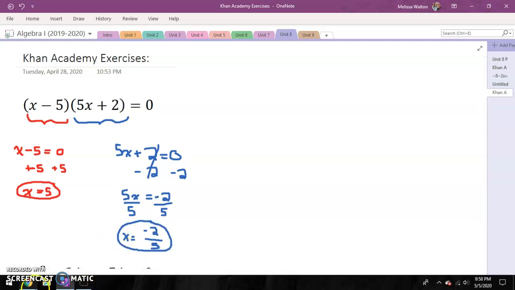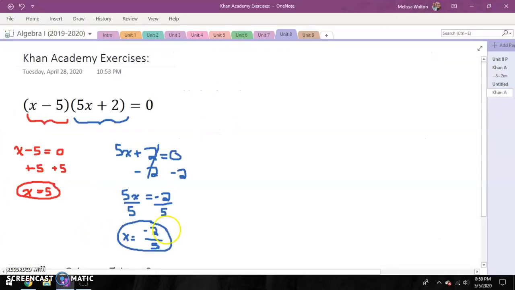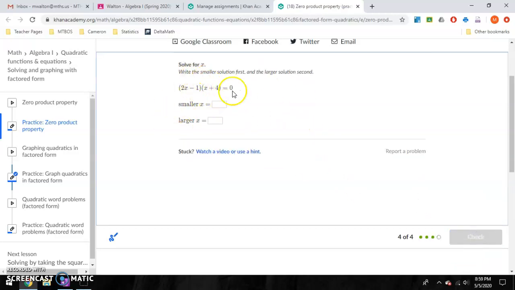Now, Khan Academy is a little picky on these. You do have to write the smaller one first. So my smaller one was my negative 2/5. And then finally, my large one was 5, I believe, if I were to look at that. Negative 2/5 and 5. So you have to put your smaller one there, your large one there. And there we go. We got that one right. So that is finding zeros. These are already going to be factored out for you. And if you do end up with a fraction, that is a-okay. I would just go ahead and insert in that fraction.